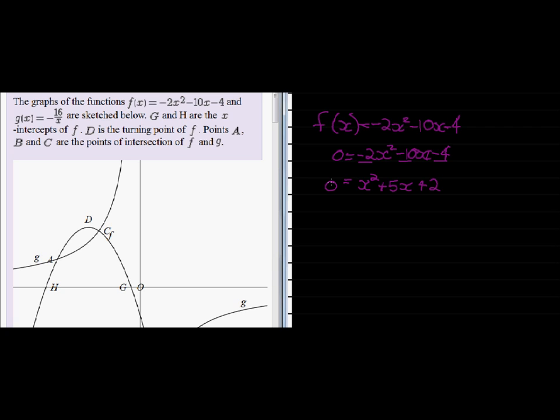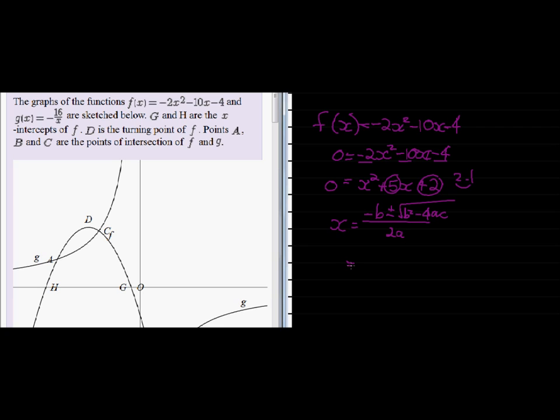Okay, we do so by using the formula. We can't find anything 2 times, what gives me 2? It's only 2 times 1, and 2 plus 1 does not give me 5, so I'm going to have to use my quadratic formula. So x is equal to negative b plus or minus the square root of b squared minus 4ac over 2a.